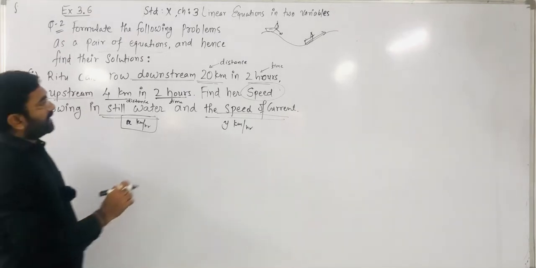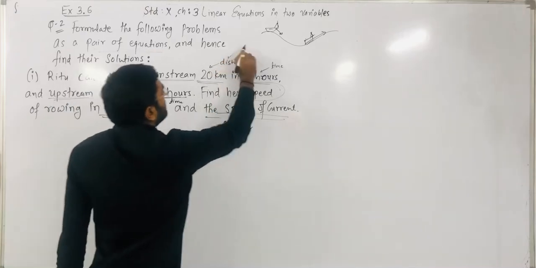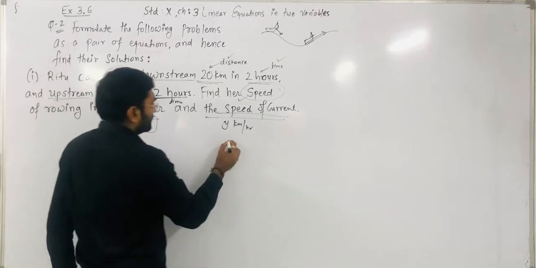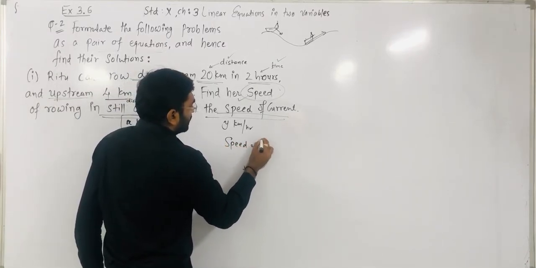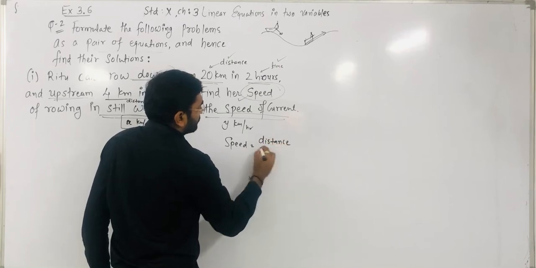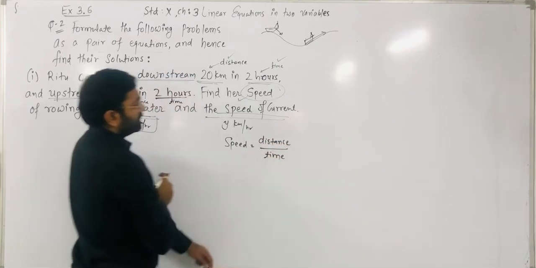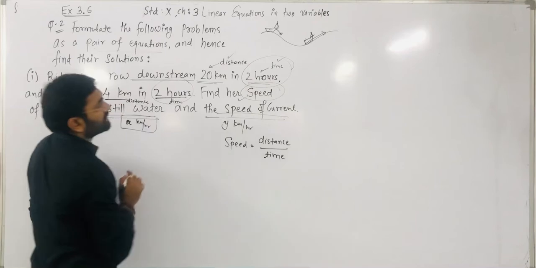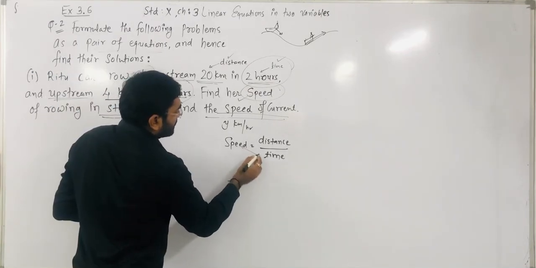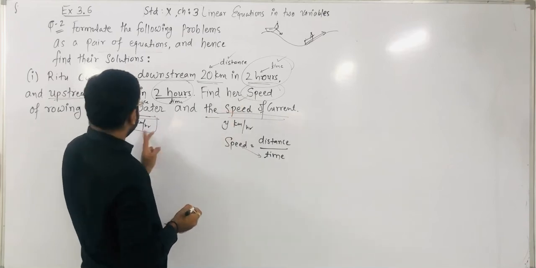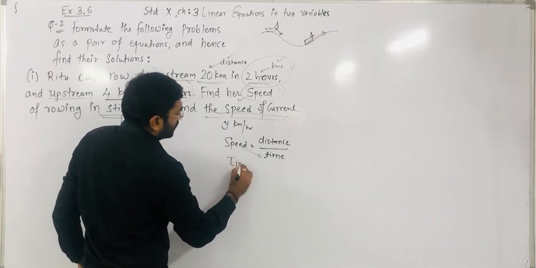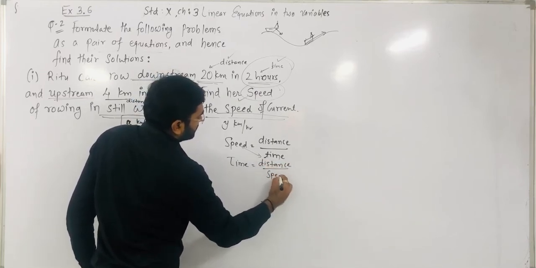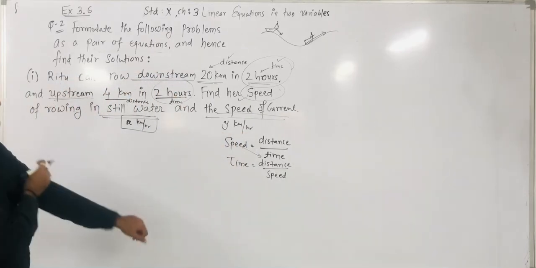But observe, we have to find speed-related terms. They give distance and time. I hope all of you learned in science there is one formula. What is the formula? Speed is equal to distance upon time. In both cases, they give the time, 2 hours. Speed we do not know, which we assume as x and y. So time is equal to distance upon speed. That formula we use in this question.